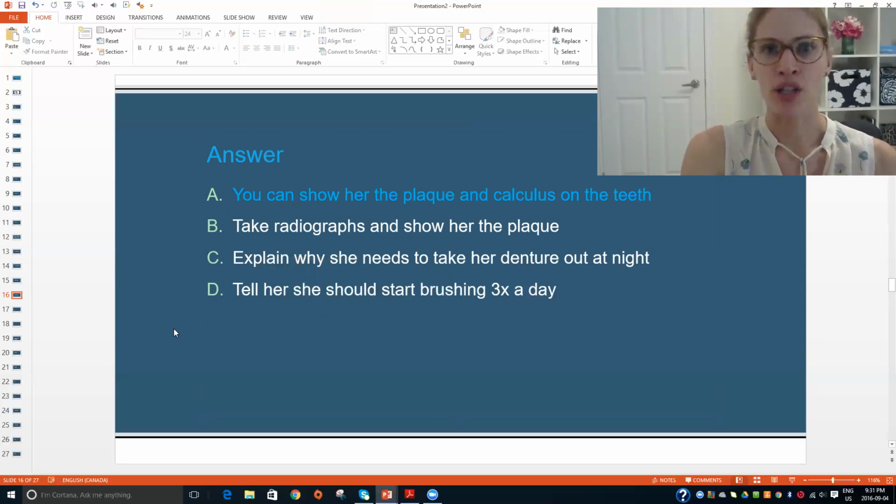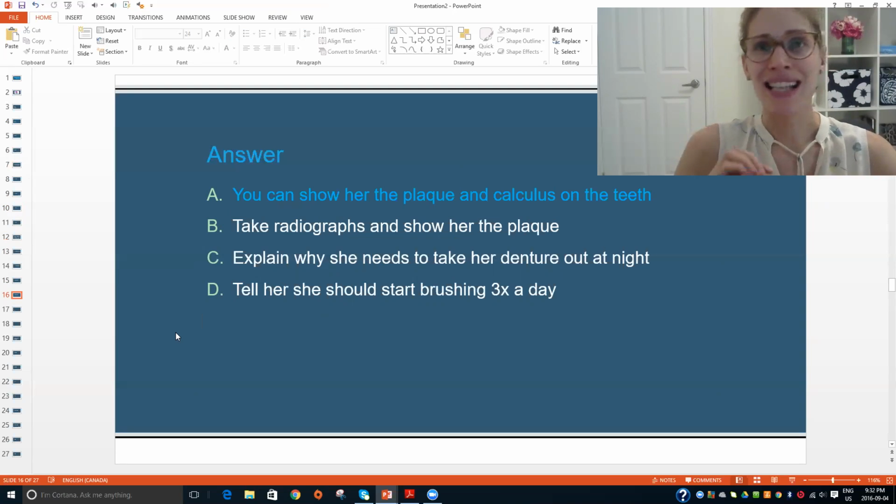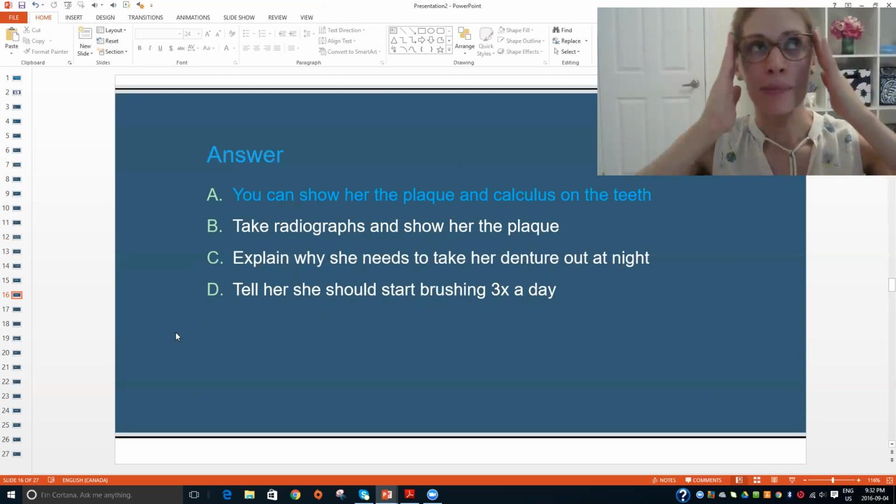And D is not correct because, as silly as it sounds, you would never tell a patient to brush 3 times a day. The board exam doesn't like that. Do I tell patients to brush 3 times a day? Yes. I say, okay, you're a heavy smoker, you have stain, you need to brush 3 times a day. Take your toothbrush to work and brush after lunch. That will help you. But on the board exam, they want you to know to brush 2 times a day and floss once. That's it. As silly as that sounds, that's the board exam for you.